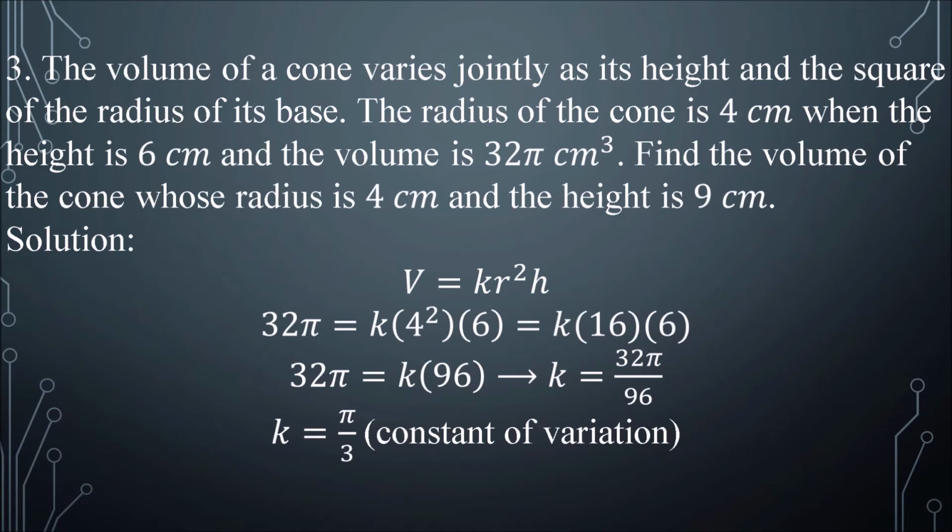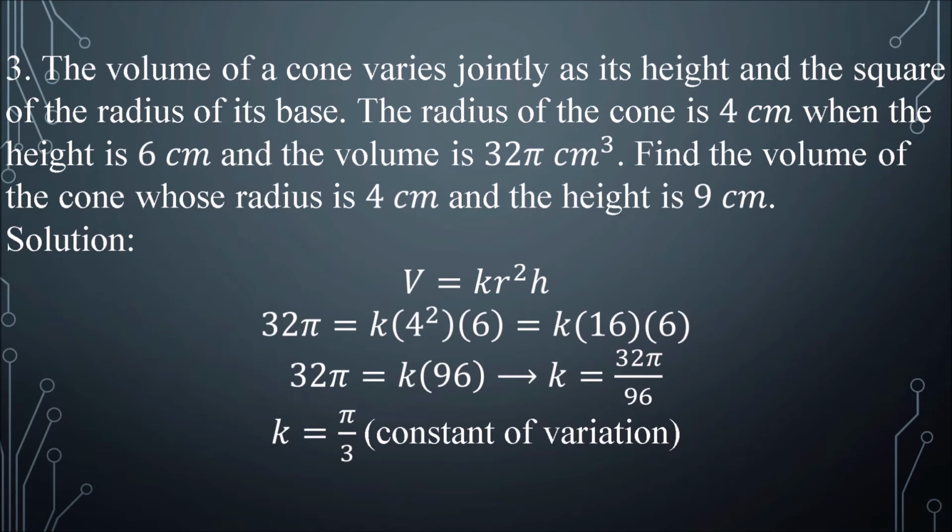Let's have number 3. The volume of a cone varies jointly as its height and the square of the radius of its base. The radius of the cone is 4 cm when the height is 6 cm and the volume is 32 pi cm cubed. Find the volume of the cone whose radius is 4 cm and the height is 9 cm.